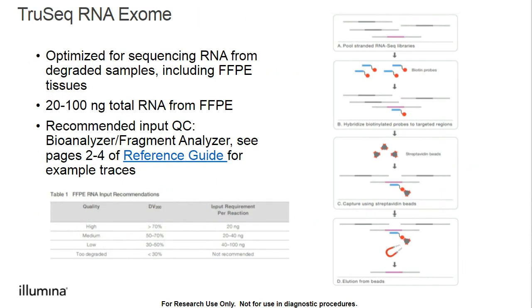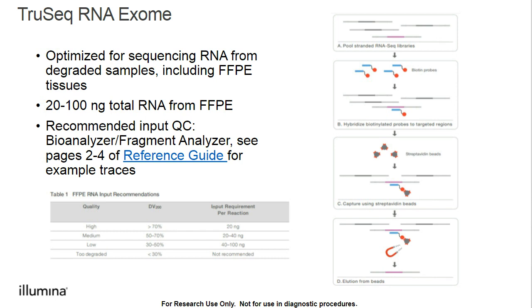Another very popular enrichment option is our TruSight RNA exome. So this kit was actually optimized for sequencing RNA from degraded samples, including those FFPE samples. And so we have that 20 to 100 nanograms of total RNA from your FFPE sample. And then this is one of the kits that uses your DV200 value, so run that quality trace. And depending on the quality of your sample, that will dictate how much input we need to use here.